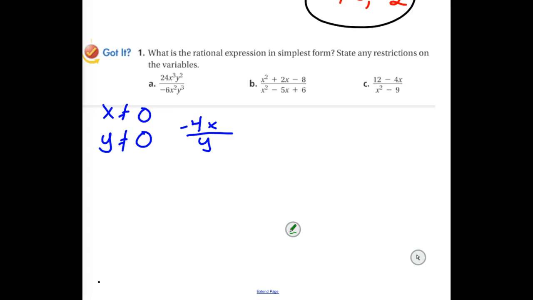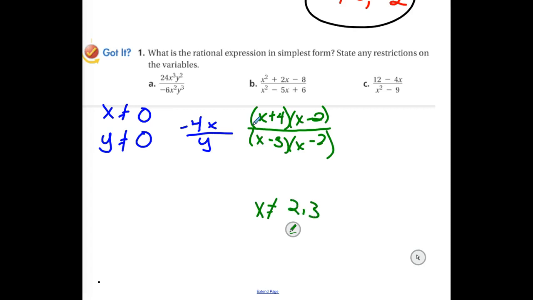All right, let's check the second one. Factors for the numerator should be x plus 4 and x minus 2. How about the denominator? X minus 3, x minus 2. Okay, so domain restrictions. X can't be 3 and 2? 2 and 3? All right. And then what can we reduce? X minus 2's. So final answer would be x plus 4 divided by x minus 3.